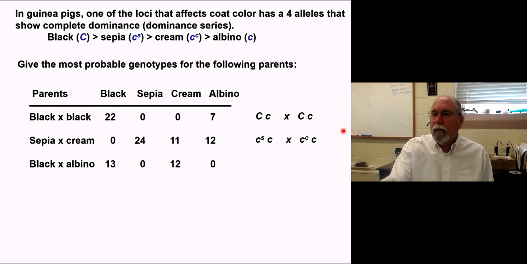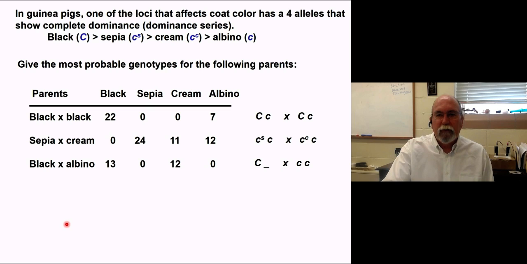Heterozygote times heterozygote, but with different dominant alleles on each side. Now black times albino. This one's going to be really easy, right? Because black, we're going to know we've got a big C. Albino, we've got 2 little c's. So in this case, we're actually going to have 3 alleles that we already know. And all we're trying to do is figure out the missing allele here.